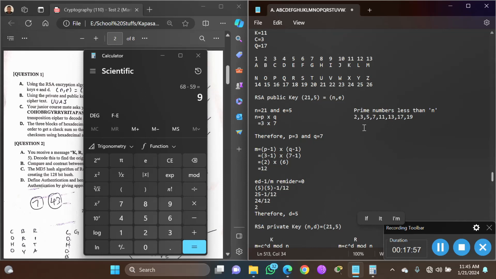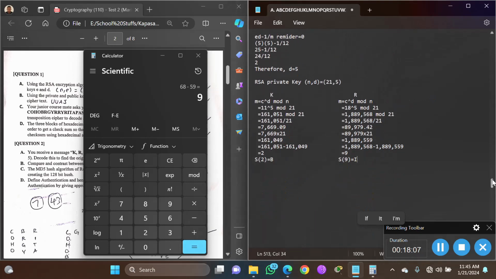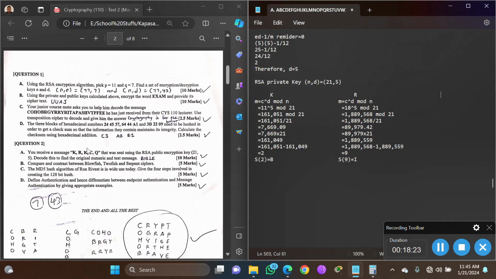Let us confirm. As you can see, I is 9 on the alphabet, K was 11, B was 2. So that's the meaning. Now let's go to the next letter from that question, which is K again.